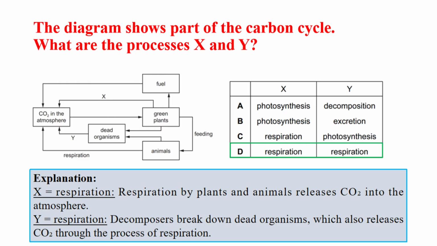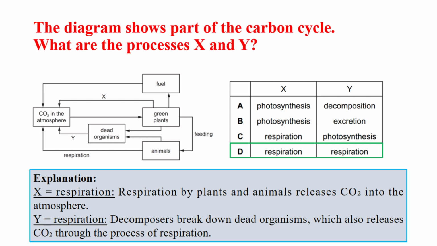In this part of the carbon cycle, carbon dioxide, CO2, in the atmosphere is taken up by green plants during photosynthesis. However, in the diagram, the processes X and Y are related to how CO2 is returned to the atmosphere. Process X is respiration. Both plants and animals release CO2 through respiration. It's a process that happens constantly, as living organisms convert glucose into energy, releasing CO2 as a byproduct.